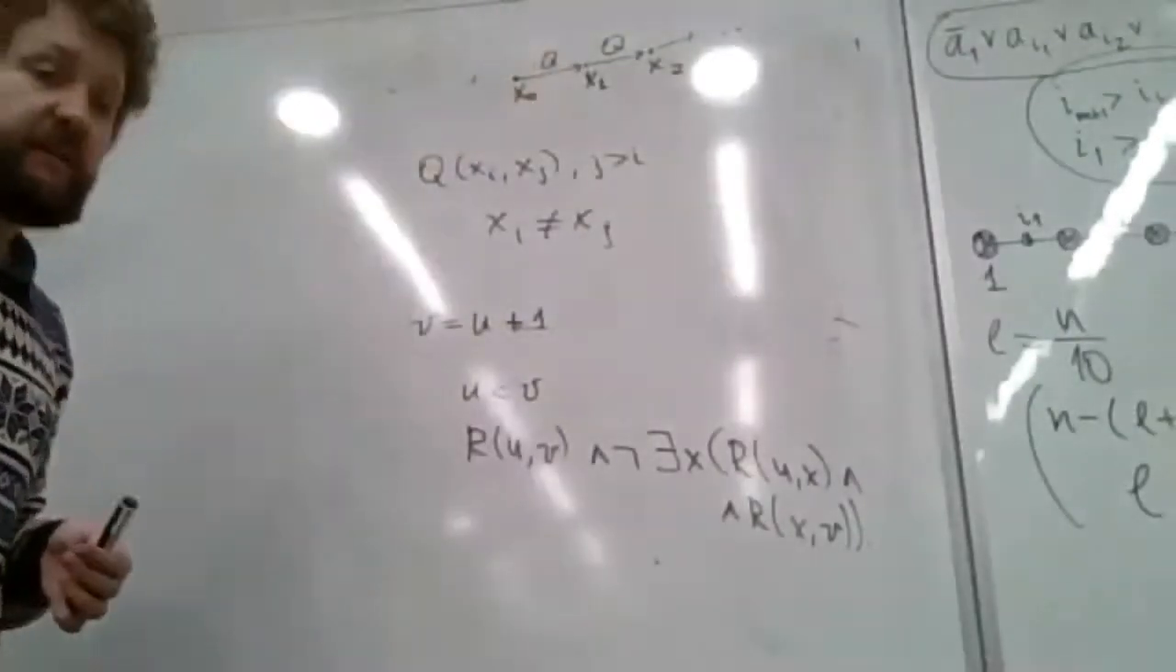You need to write first, well, it's obvious that u is less than v here, so it will be r of u and v. And the second one, since v is u plus one, means there is no number in between them. So there doesn't exist an x such that r of u and x and r of x and v. So it means that there is no natural number in between. Yep, this is the correct answer.